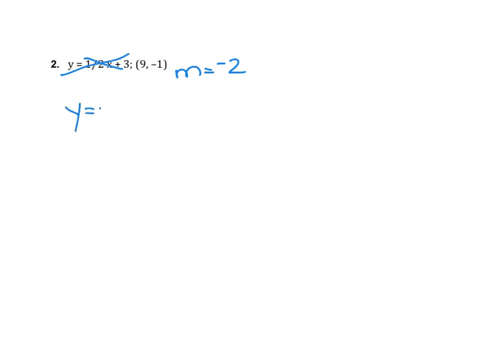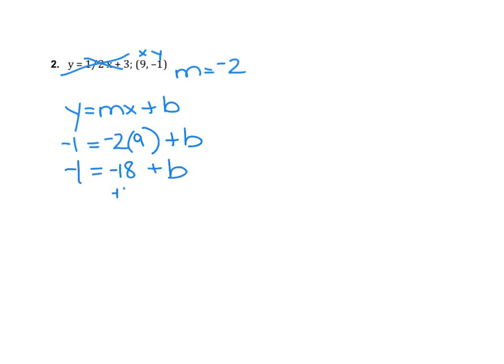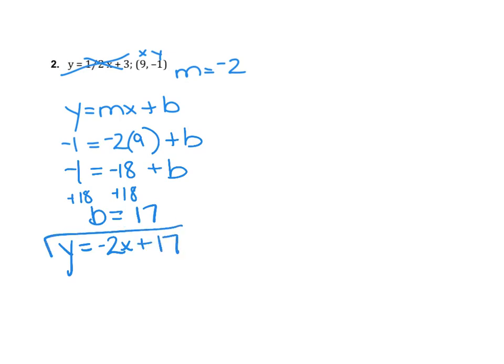All right, so y is equal to mx plus b, and I'm going to have my x and my y. I have -1 is equal to -2 times our x, which is 9, and then plus b. All right, -1 is equal to -18 plus b. So we're going to add, and our b is going to be equal to 17. So let's go ahead and put it back in. We have y is equal to -2x plus 17. All right, so this is in the slope-intercept form.